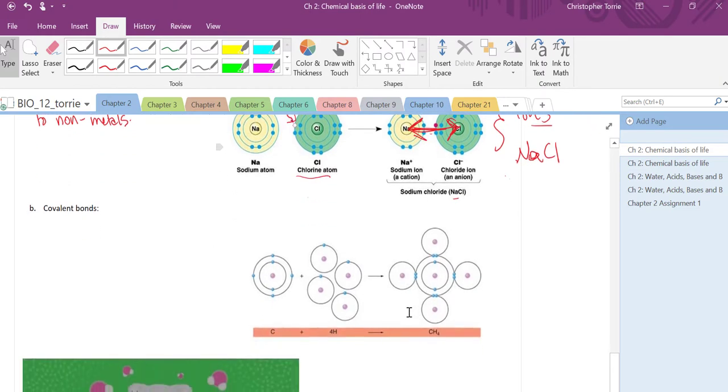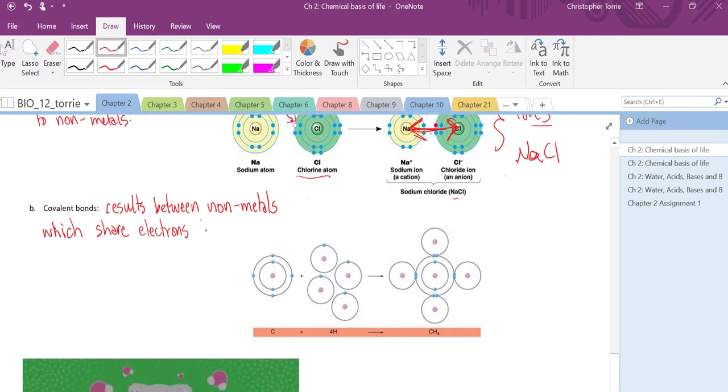Underneath here, we've got covalent bonds, and covalent bonds usually result between nonmetals, which share electrons. So they don't actually exchange, they share electrons, forming the bond, forming a covalent bond. So sharing electrons. Now here's something that's kind of interesting, between non-metals.